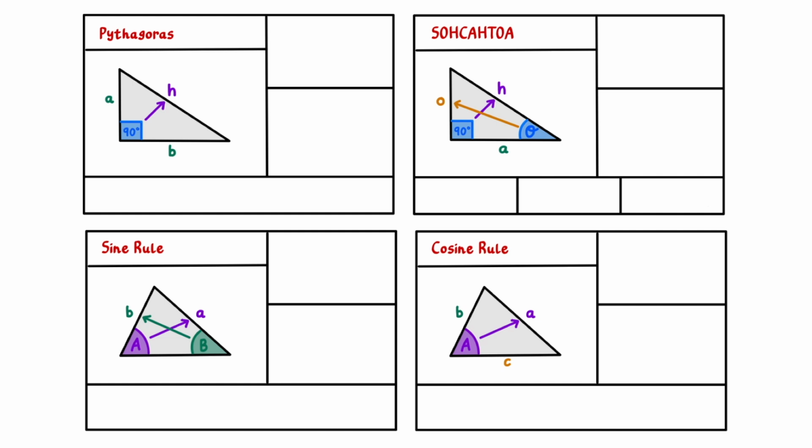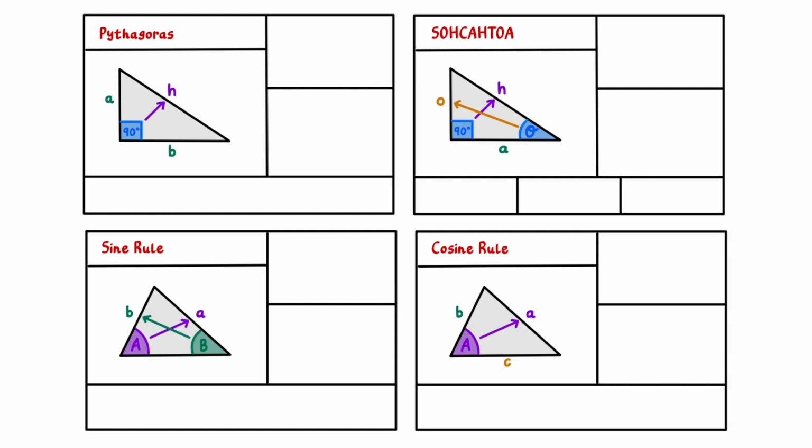Over the course of the previous episodes, we've covered the 4 main trigonometry methods: Pythagoras' theorem, SOHCAHTOA, the sine rule, and the cosine rule. With so many options available, a natural question arises. How do we know which method we should use? This is a task that many students struggle with, and in this video, we'll take a deep dive into exactly how we can overcome this challenge.